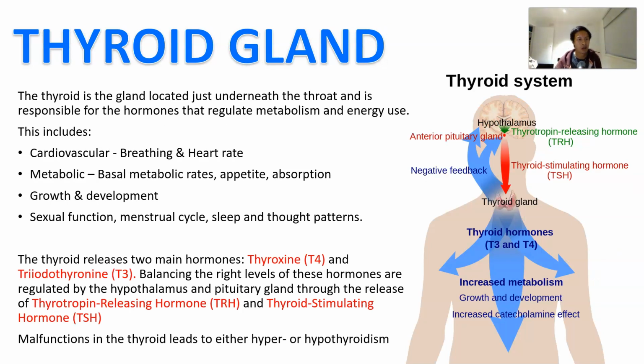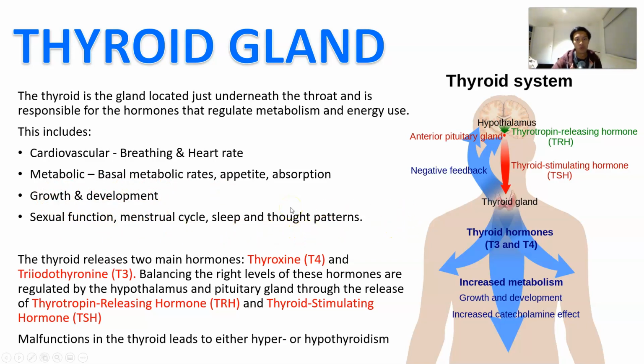Okay, the next set of conditions we're going to look at involves the thyroid gland and the thyroid system. So I'm going to explain how that works, right? Your thyroid is a gland located underneath the throat, and it is responsible for hormones that regulate metabolism and energy use, right? So that regulation includes things like your cardiovascular system, breathing and heart rate, your metabolic system, your basal metabolic rate, appetite and absorption, growth and development, and then also things like sexual function, menstrual cycle, sleep, and thought patterns, right?